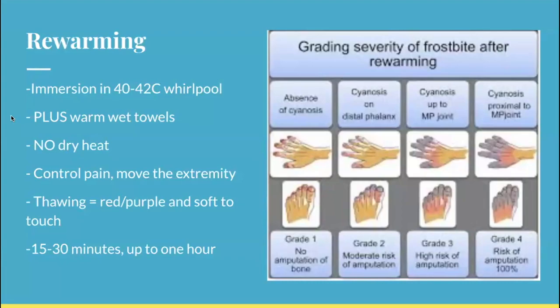And once the tissue is thawed, it'll typically be red or purple and soft to touch in comparison to the whitish yellow, hard, waxy tissue that they would present with. With mild frostbite, so like grades 1 and 2, you will see edema and blisters that occur within hours of rewarming. And then with severe frostbite, it's going to be very minimal to no edema.